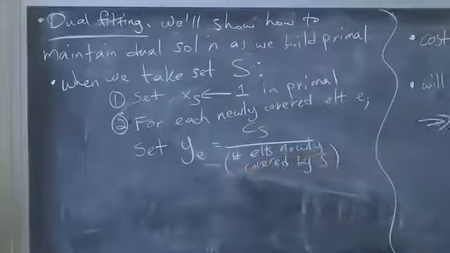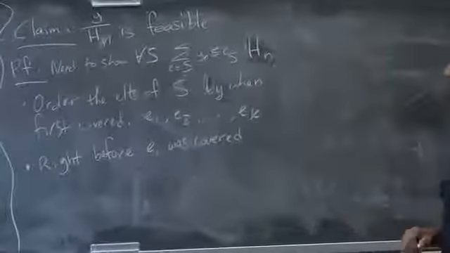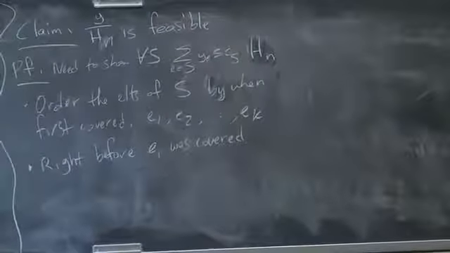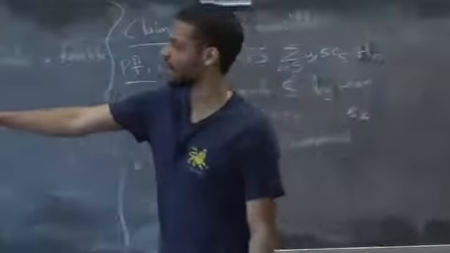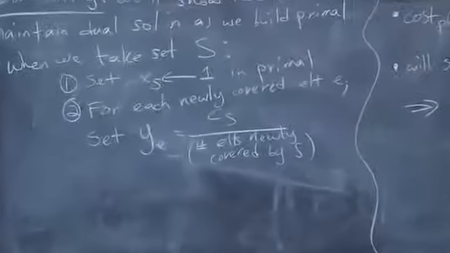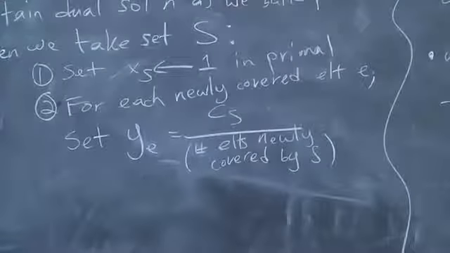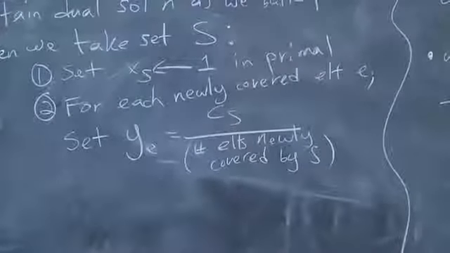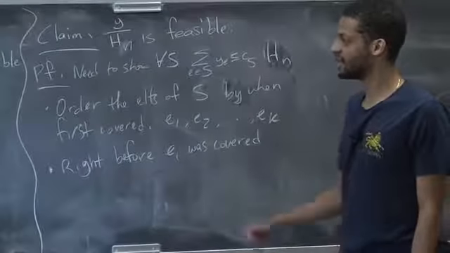Now, e_i might not get covered by S. It might get covered by someone else, okay? But I want to argue that when e_i was covered, the price that we set to y_e could not have been that high. I want an upper bound on that price. I'm calling my y, for me, the price vector. Okay. So what's some bound? Can anyone tell me a bound on the price that we will assign to y_e?